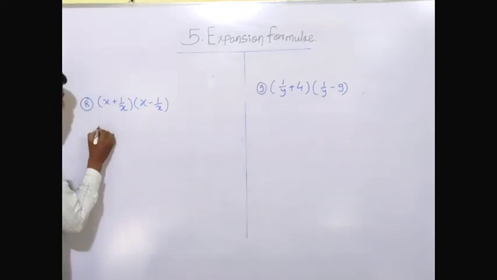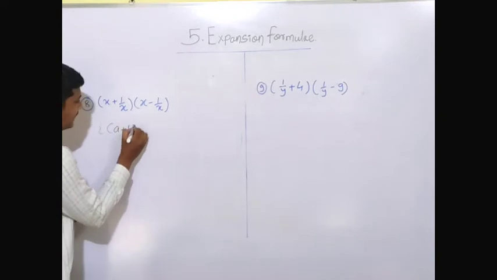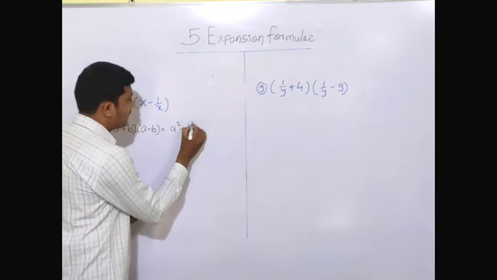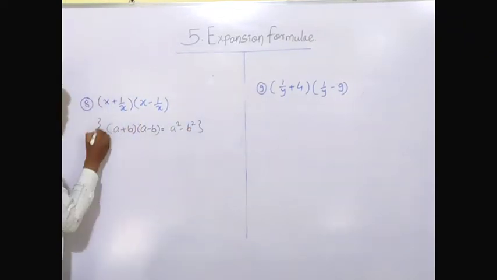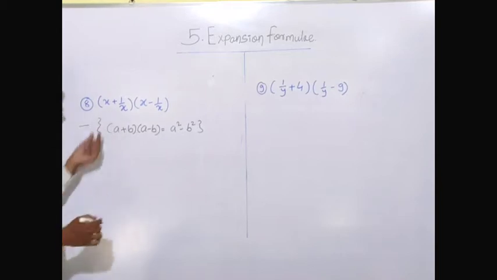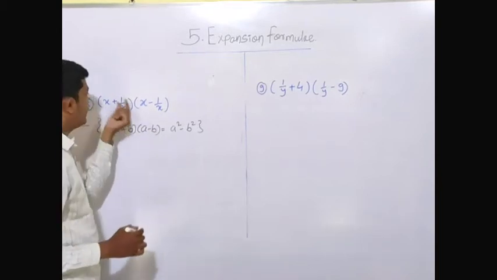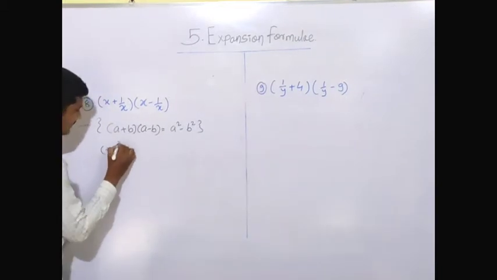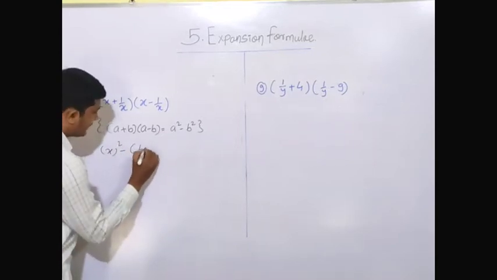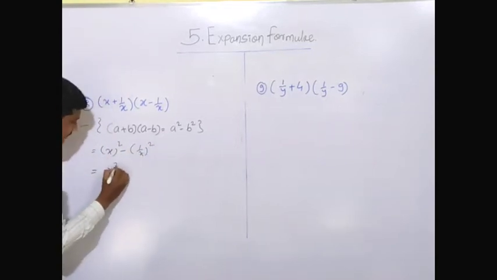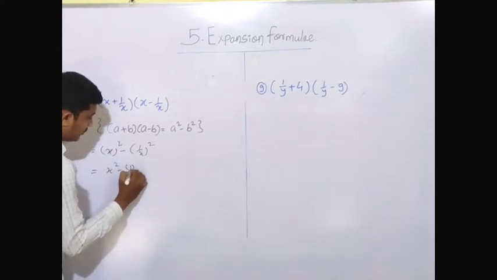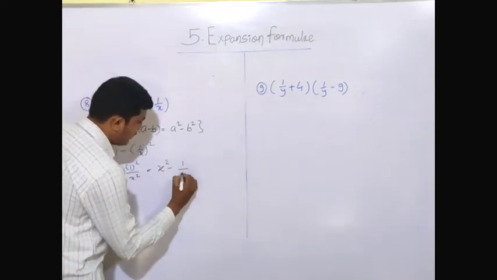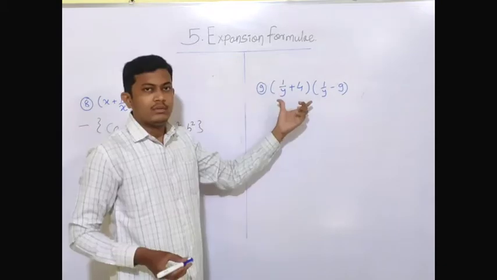So here we have to use the formula, that is (a plus b) into (a minus b), whose expansion is a square minus b square. This formula we have to use. So here consider x as a and 1 upon x as b. Using this formula, what we get here? x square minus (1 upon x) square, that is x square minus 1 square upon x square, that is equal to x square minus 1 upon x square. This is the expansion.